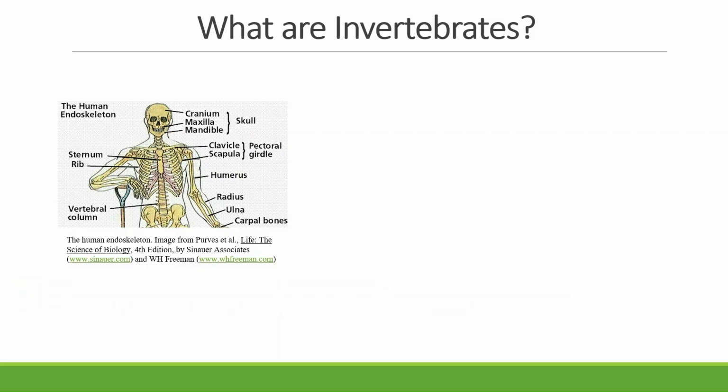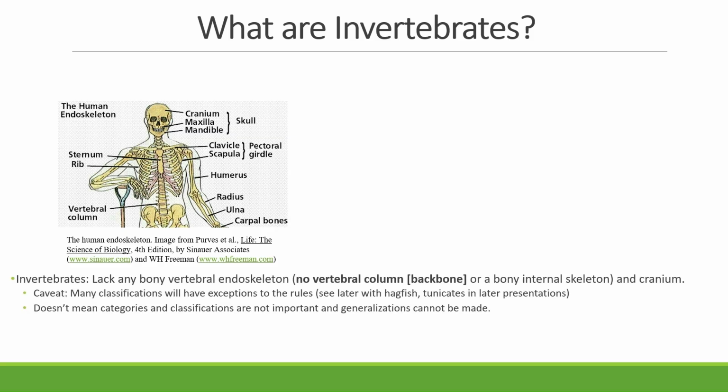Let's back up now and discuss this new term. We've never defined invertebrates, so what do we mean here? Invertebrates are animals that lack an endoskeleton. There are a few caveats to this, so we'll say it another way in that they don't have a vertebral column or backbone. Like many classifications in biology, this one has some exceptions, and we will encounter some of those later when we reach groups such as hagfish and tunicates.